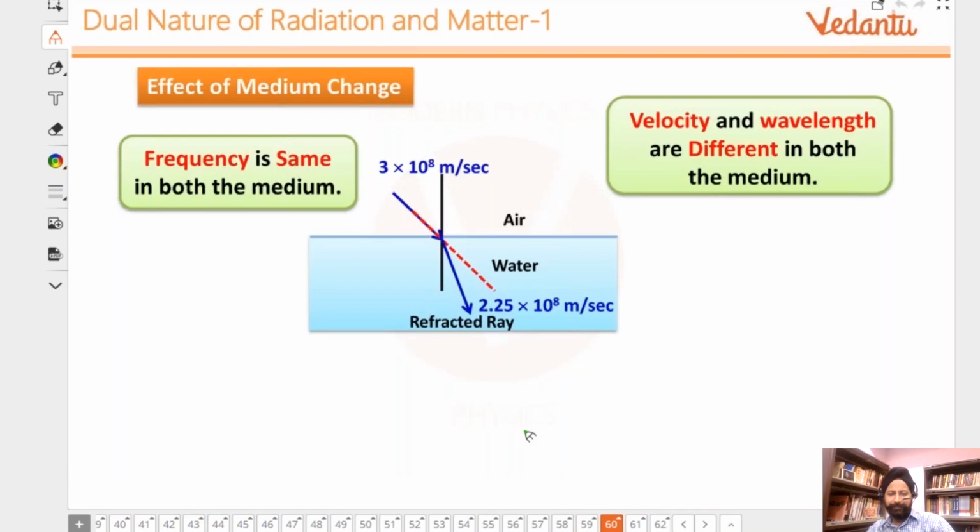Effect of medium change. So look at this. I don't think anything further has to be said, but I will explain it if required more. Any doubts, please? So far, please ask quickly.